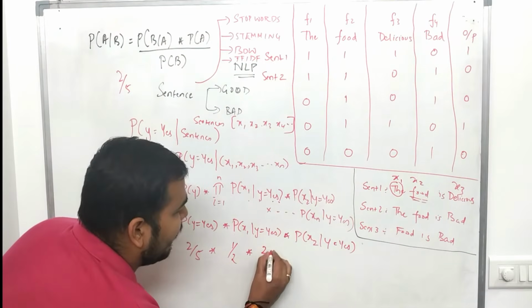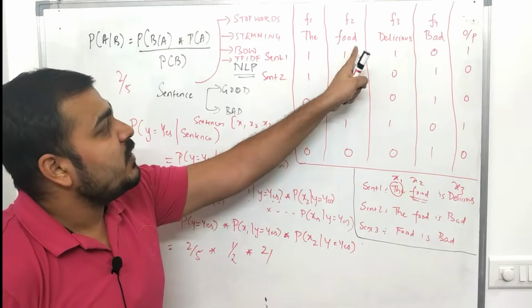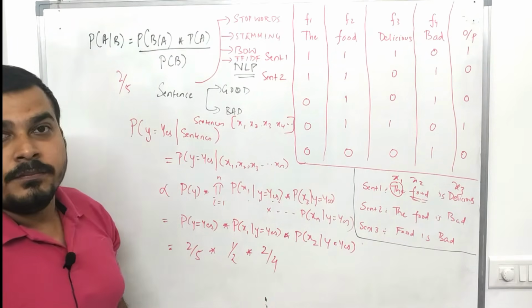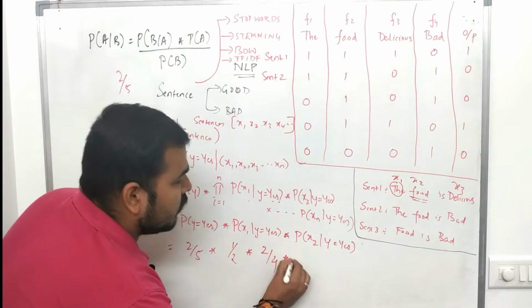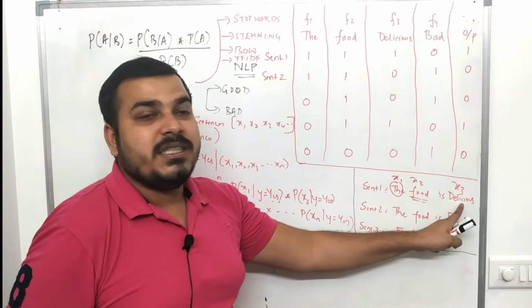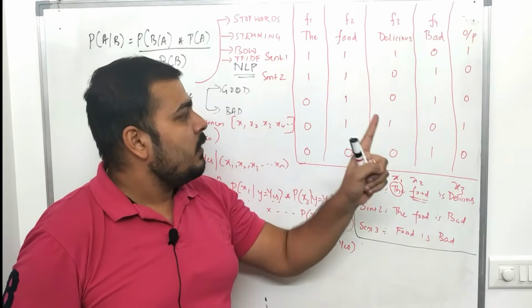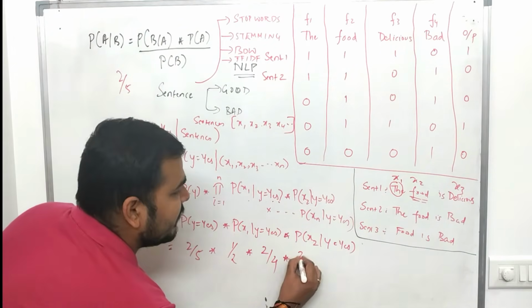So it will be 2 divided by how many number of times food is present? 1, 2, 3, 4, right? So this will be nothing but 2 by 4. Like this, I will also go and find out for the word delicious. Now delicious, how many times it is present with output as 1? 1, 2, right? 2 times it is present.